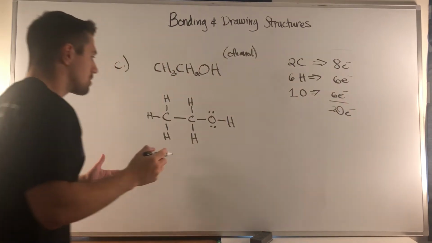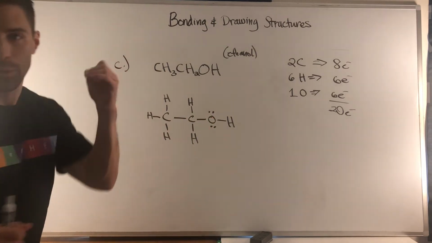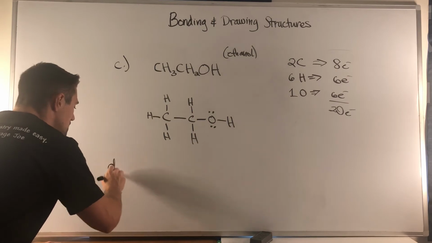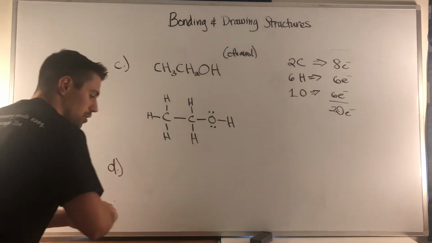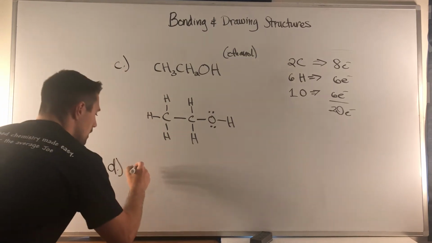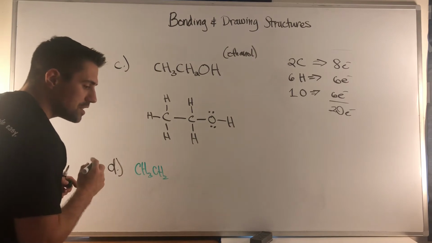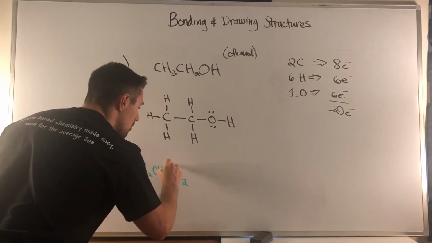Okay? So let's do some quick math. 2, 4, 6, 8, 10, 12, 14, 16, 18, 20. Boom. Done. And I'm going to keep this up because D is very similar. So if we look at D, it's essentially the same structure. I'll do it in a different color. Same structure, CH3, CH2, and then we have OH2 plus.